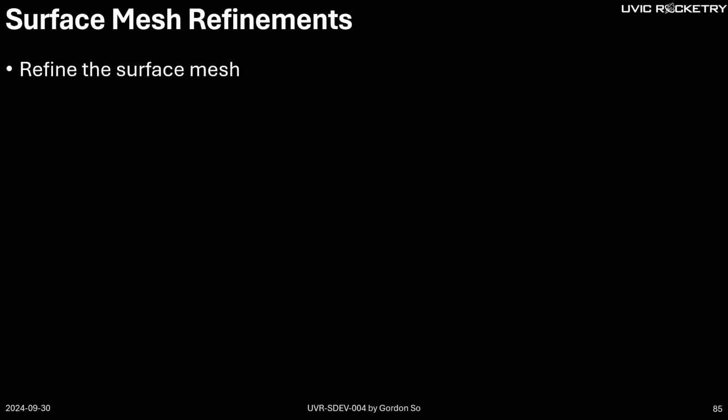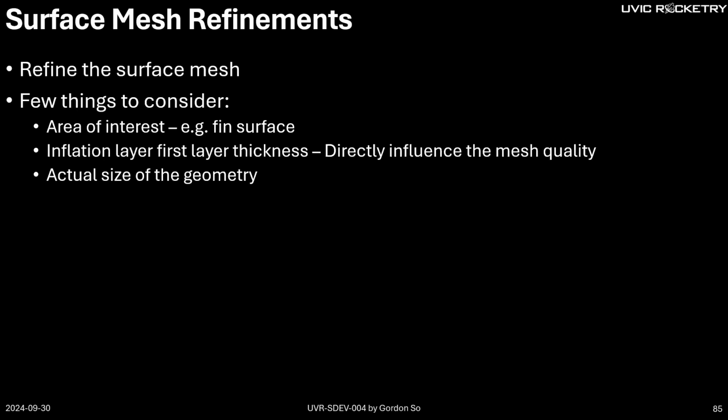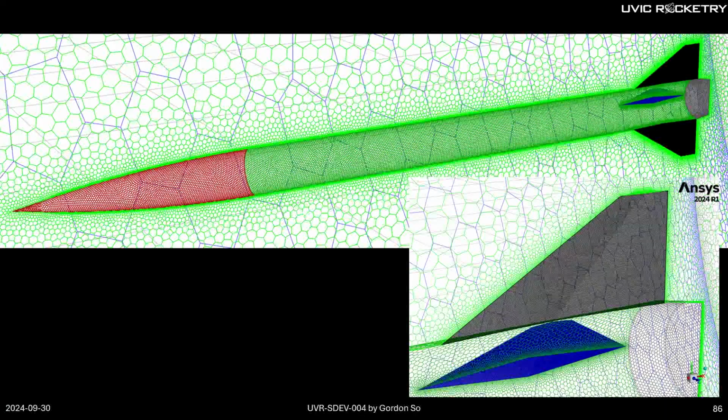So surface mesh refinement, of course, is setting up the surface mesh. A few things to consider: what is the area of interest? Is there something so tiny that you need to resolve? And your inflation layer first layer thickness also drives this because it would change your metrics. Maybe you would get a really bad mesh if you use too small or too big. And of course, you want to look at the actual relative size, is this small enough to approximate.